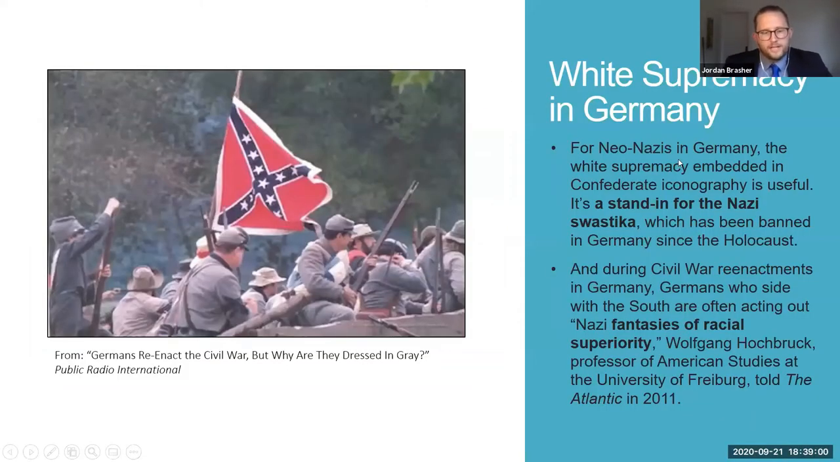So finally, let's talk a little bit about Germany. Yet another curious, though perhaps less surprising, place in which the Confederate flag flies. For some neo-Nazis in Germany, the Confederate flag serves as a useful stand-in for the swastika, which has been banned in Germany since the Holocaust. Perhaps more surprising is the fact that Civil War reenactments also take place in Germany. And yes, I mean American Civil War reenactments.